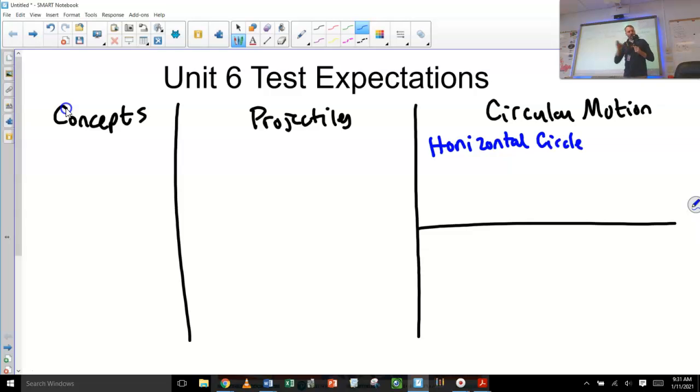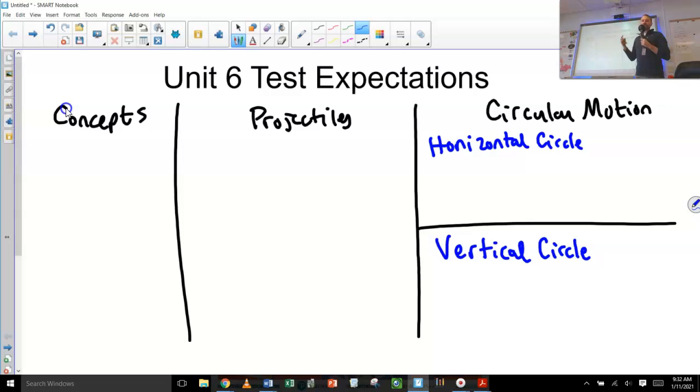meaning that like a car is turning a corner, a person is turning a corner. You're swinging a rock above your head. There's a ball on a string. Some circle is happening horizontal, like perpendicular to gravity. Or it could be a vertical circle. You're going through a loop-de-loop. You have a ball on a string and you're swinging it in a vertical circle. There's a bucket with water and you're swinging it in a vertical circle.